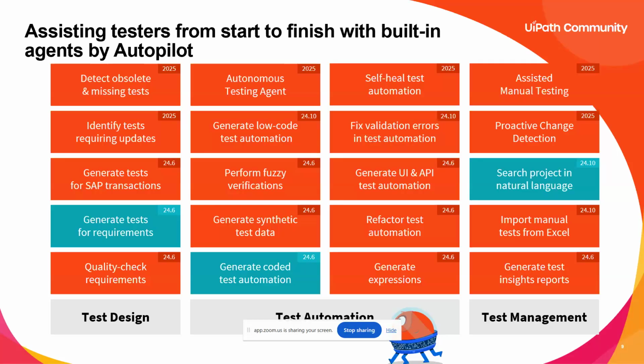You can create and generate coded test automations. Once you provide the test cases, with the object repository enabled with all your elements, or the application existing in the object repository, yes, it can generate the coded automations, and you can search the project in natural language.